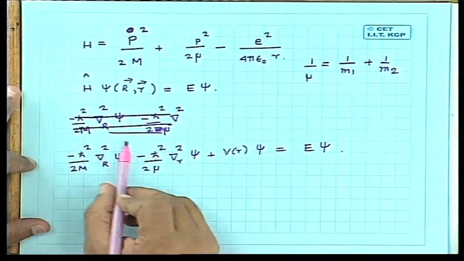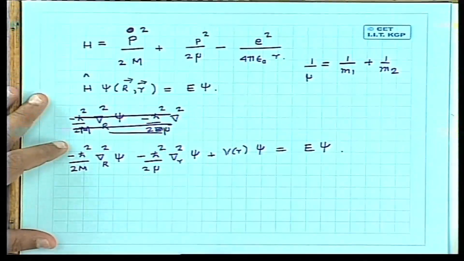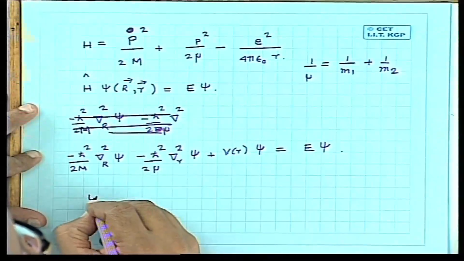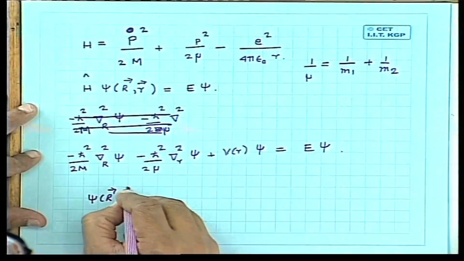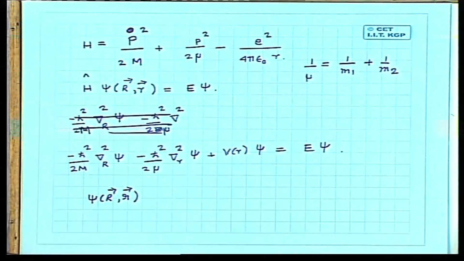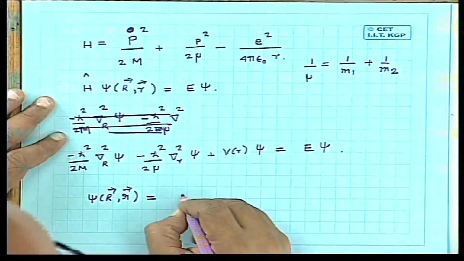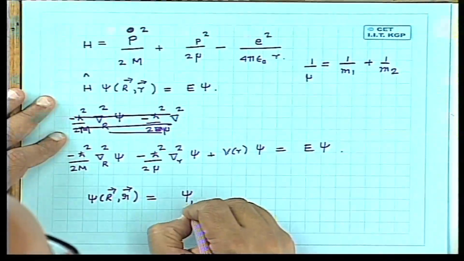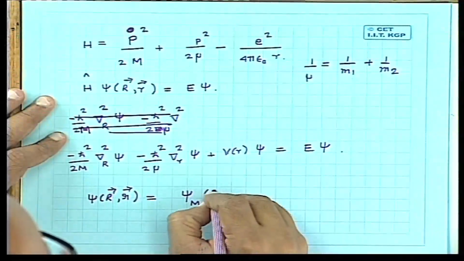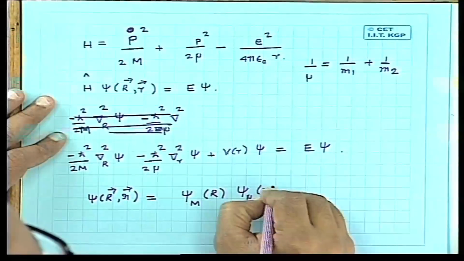Now this wave function psi, I can use the method of separation of variables again. So the wave function psi, which is a function of capital R and small r, I can break up into two parts. One will be psi M, which is a function of capital R, and we have psi mu, which is a function of small r.